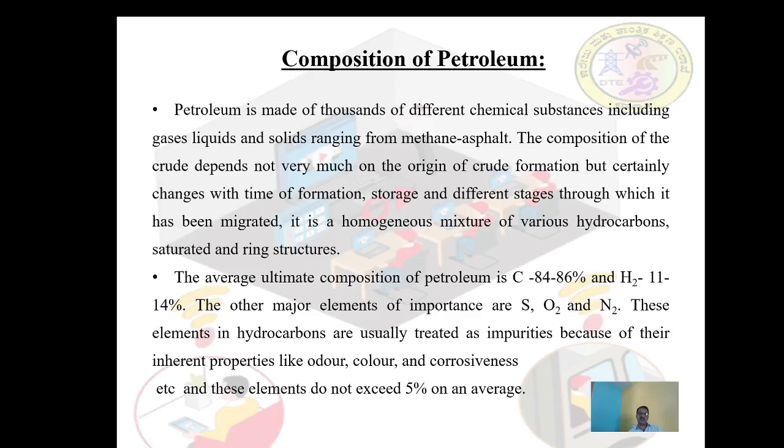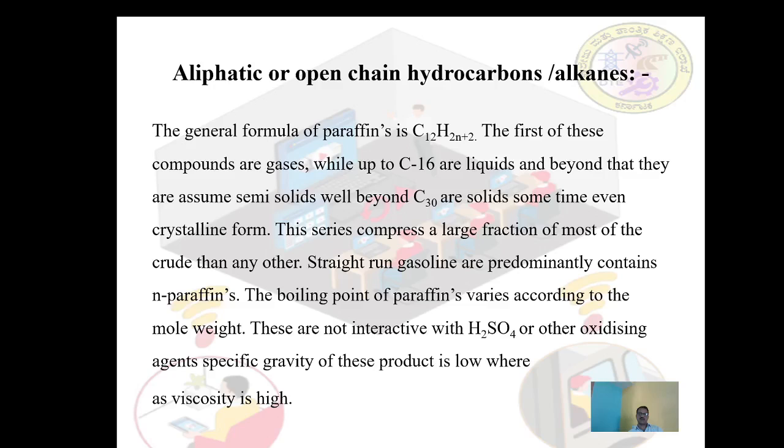The average ultimate composition of petroleum is carbon 84 to 86% and hydrogen 11 to 14%. The other major elements of importance are sulfur, oxygen, and nitrogen. These elements in hydrocarbons are usually treated as impurities because of their inherent properties like odor, color, corrosiveness, etc. And these elements do not exceed 5% on an average.